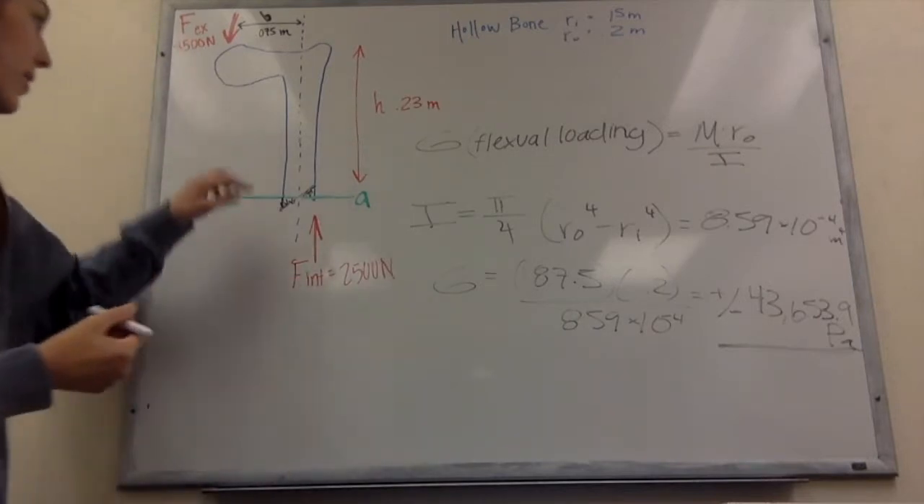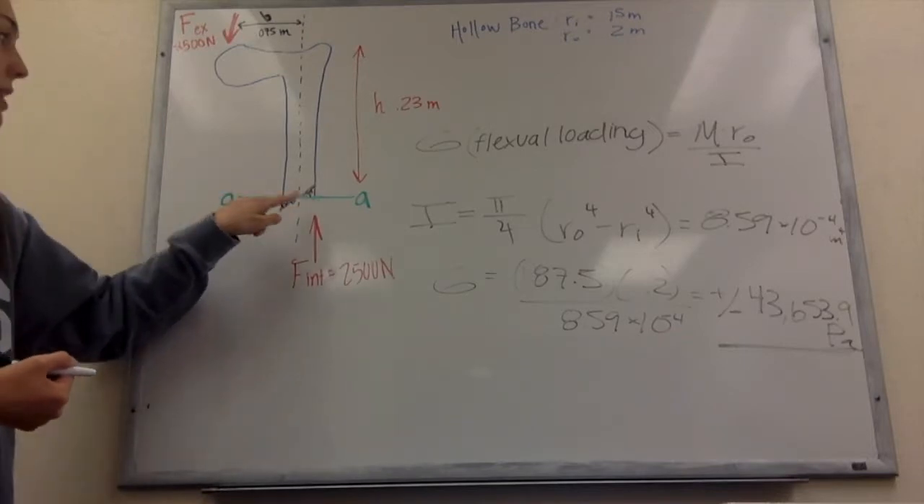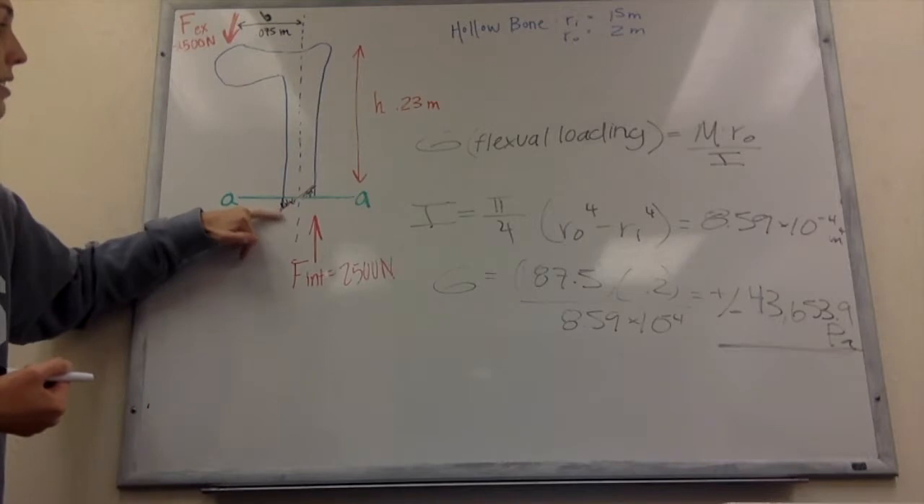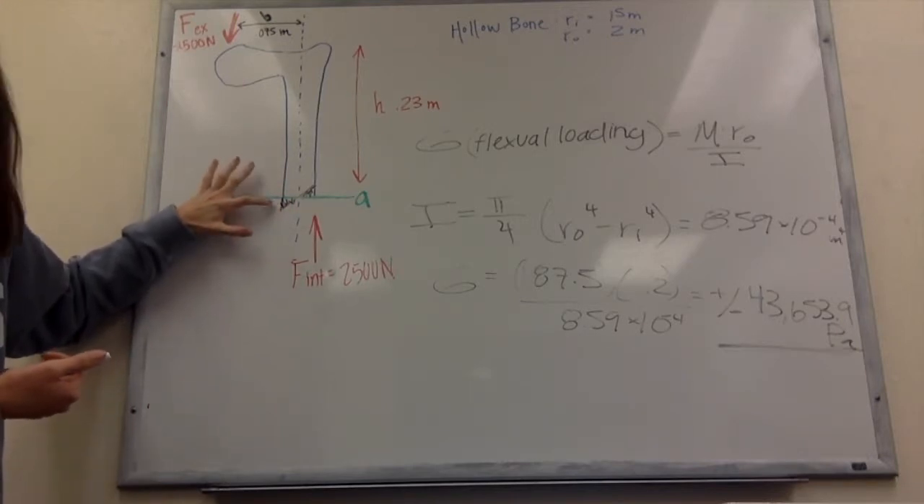To explain that, over here we have our tensile stress, and tensile stress is always positive, and it's going to be pulling up here on the lateral side of the bone. Our compressive stress is going to be negative, and this is going to be pulling down here at the medial side of the bone.